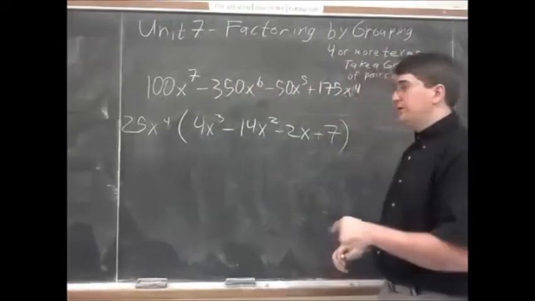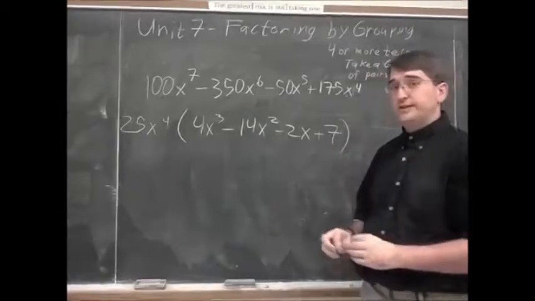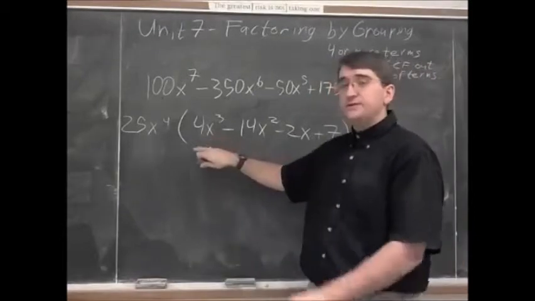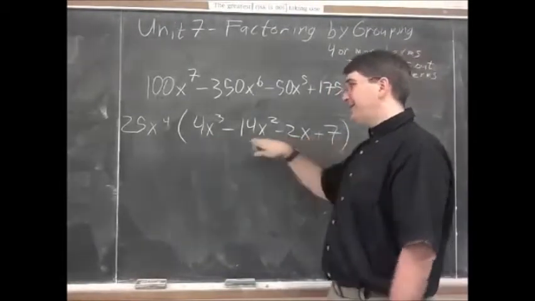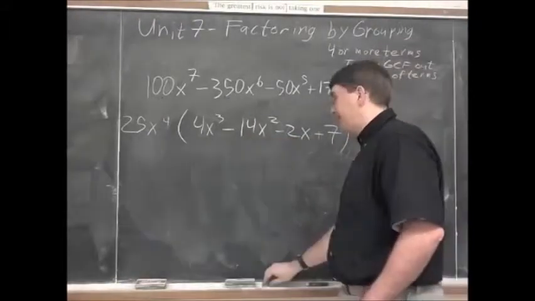And now we look at what's left. Whenever you use or finish using one type of factoring, check to make sure that you can't use another type. We did the GCF factoring. Now we're going to look at what's left here and see, is this something that I can factor more? So that's what we'll look at. Again, we're going to factor by grouping.